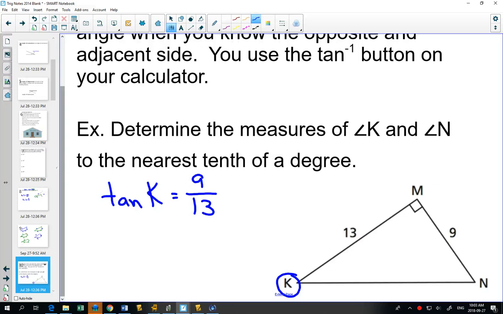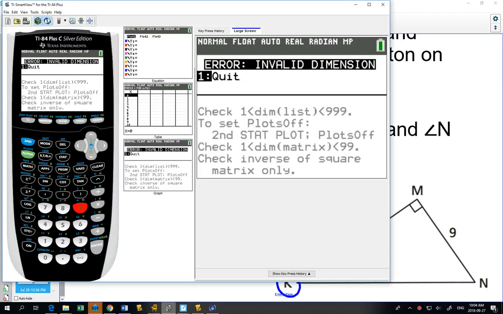What happens if I had the 13 here and I didn't know this side? I would have to first use a squared plus b squared equals c squared to find the other side before I could use tan. But right now, we have the opposite side. We have the adjacent side. So we go to our calculators.